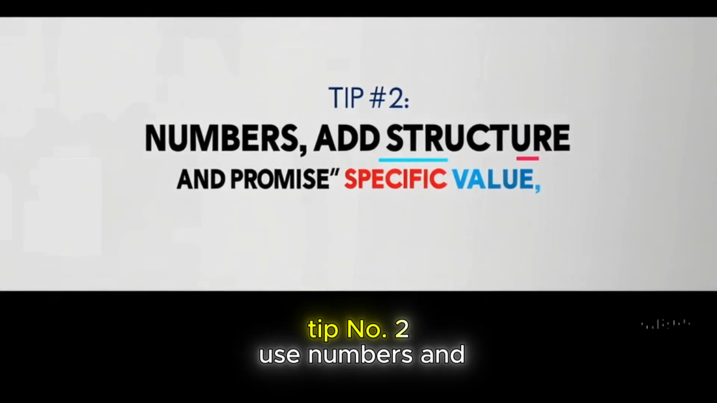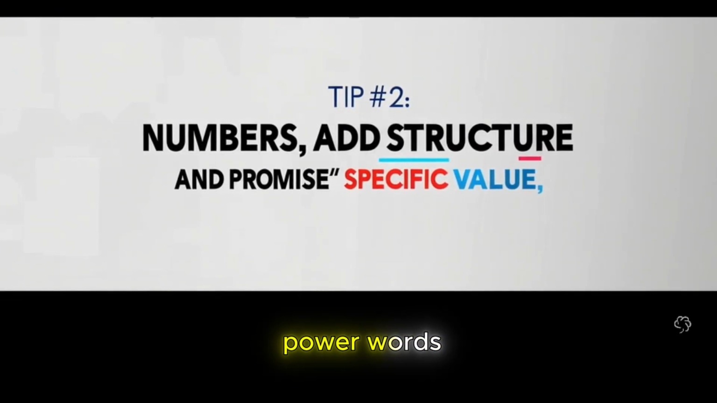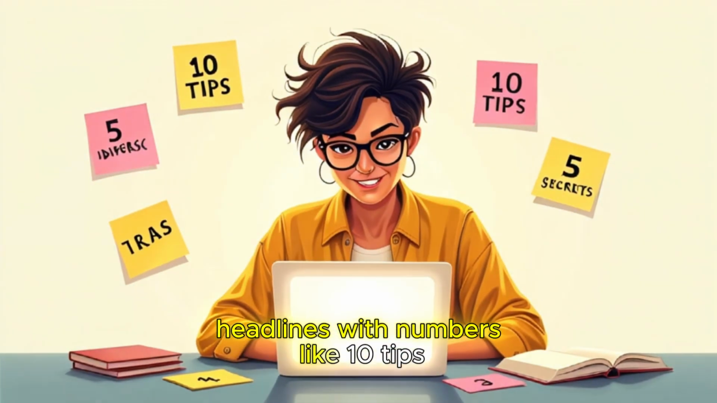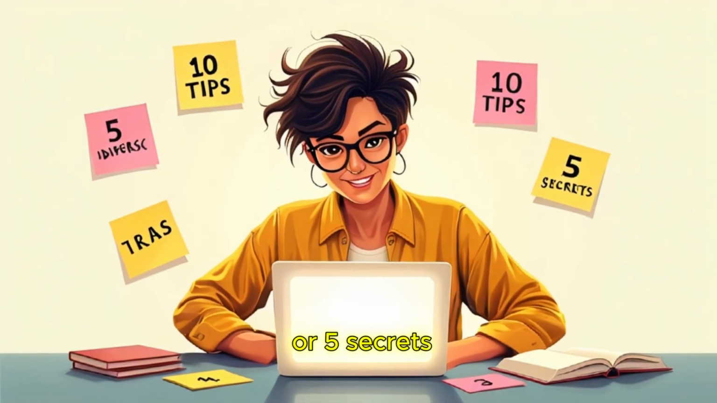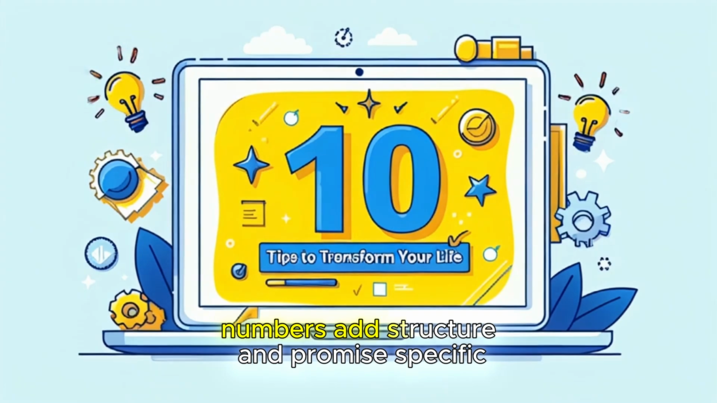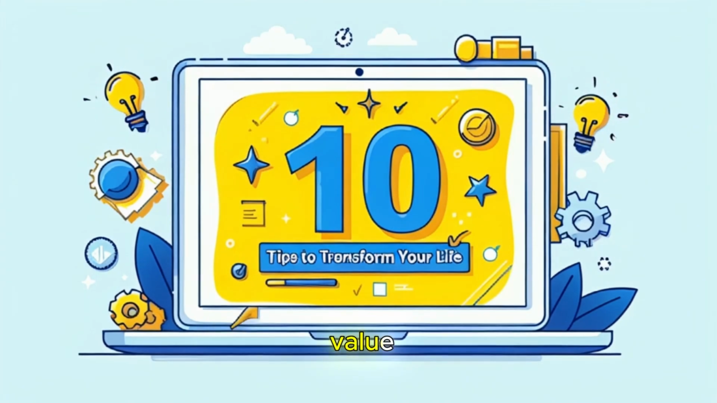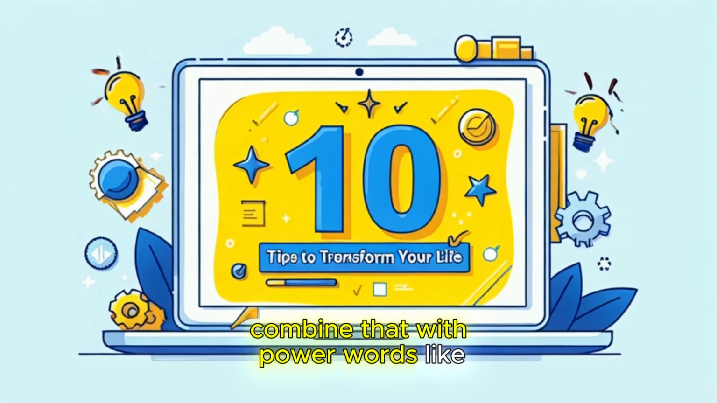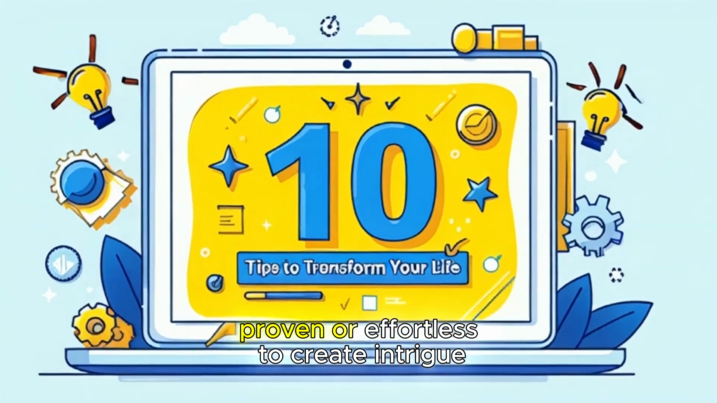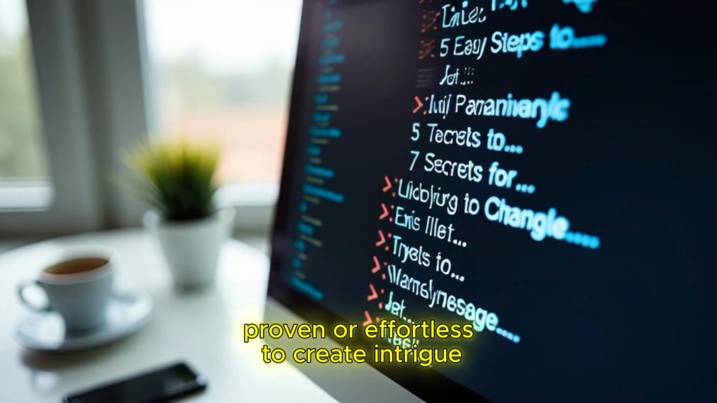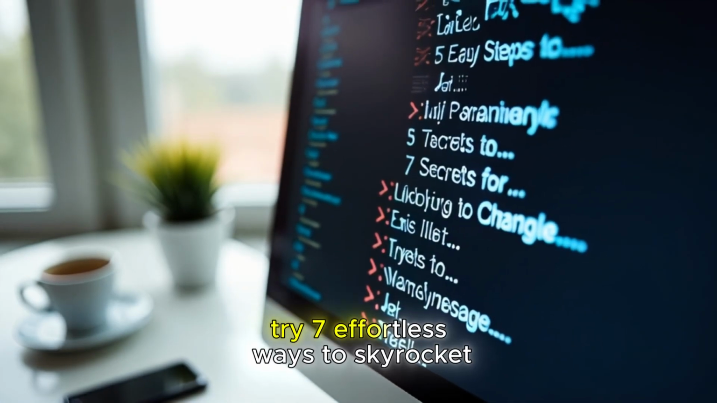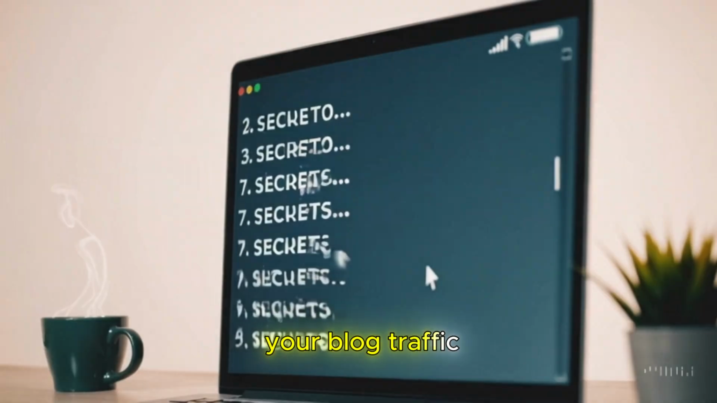Tip number 2, use numbers and power words. Headlines with numbers like "10 tips" or "5 secrets" stand out. Numbers add structure and promise specific value. Combine that with power words like ultimate, proven, or effortless to create intrigue. For instance, try "7 effortless ways to skyrocket your blog traffic."